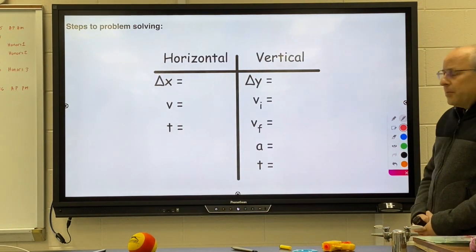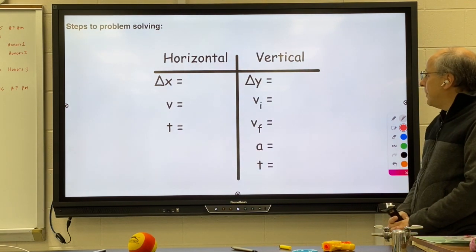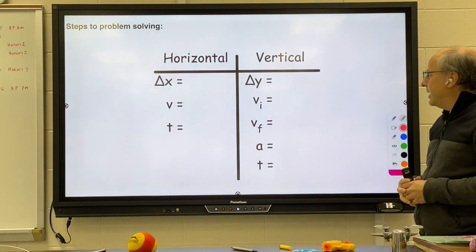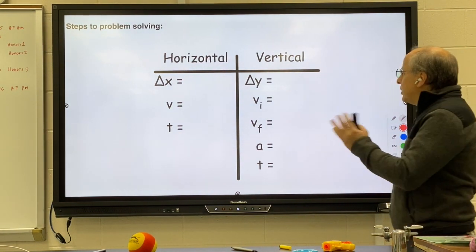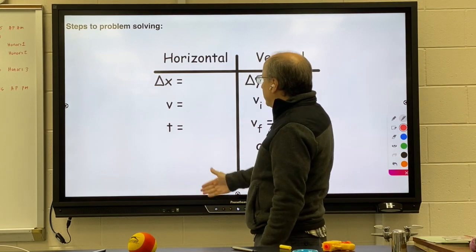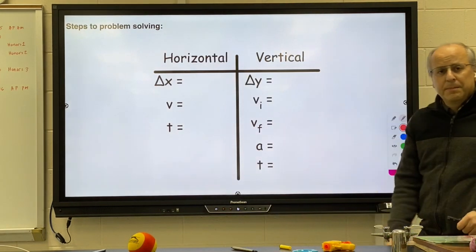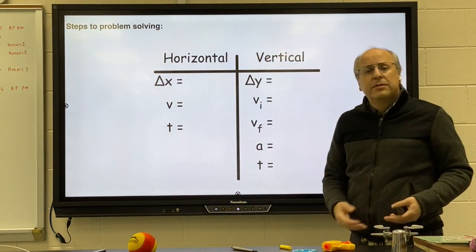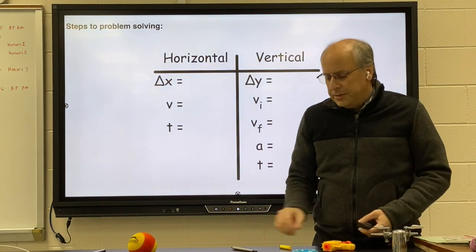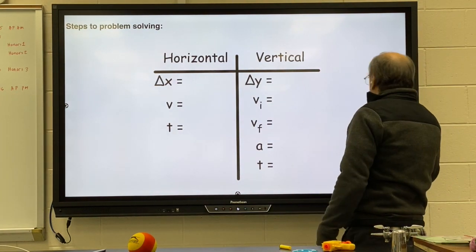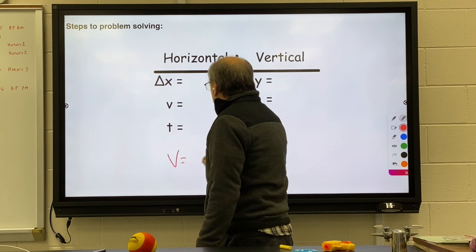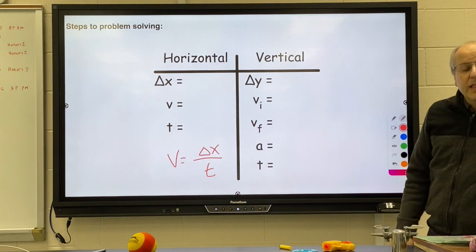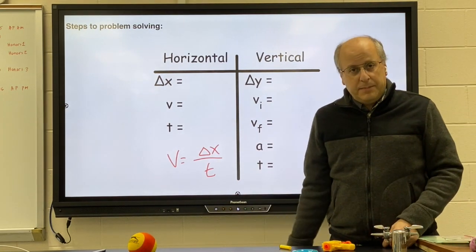Okay, so how do you deal with a projectile problem? Well, you break it up into two separate problems. Since the horizontal and the vertical are treated differently, we just separate them into two problems, a horizontal problem and a vertical problem. The horizontal motion of the projectile gets treated like simple, constant velocity motion. We have delta x, we have v, we have t, and they would be related by the formula we learned at the very beginning of the year. Velocity equals displacement over time.